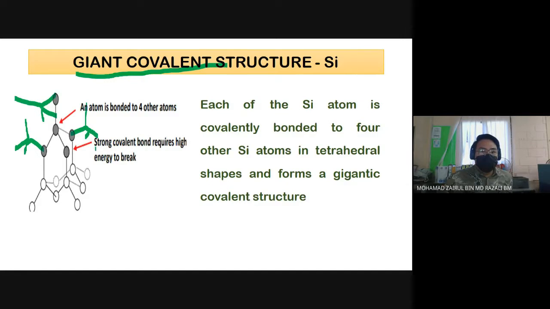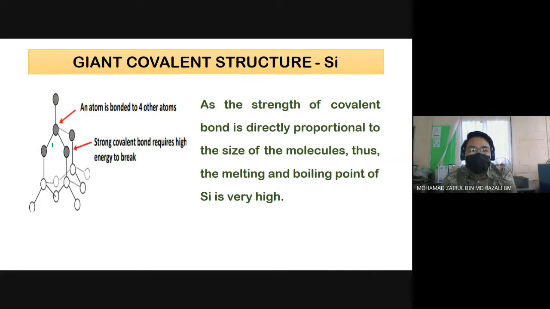Okay, the covalent bond is very strong. That's why lah you need lot of energy in order to overcome or in order to break the covalent bond between the silicon atom in order to melt or to boil the silicon. That's why lah dia punya melting point of silicon is the highest lah.